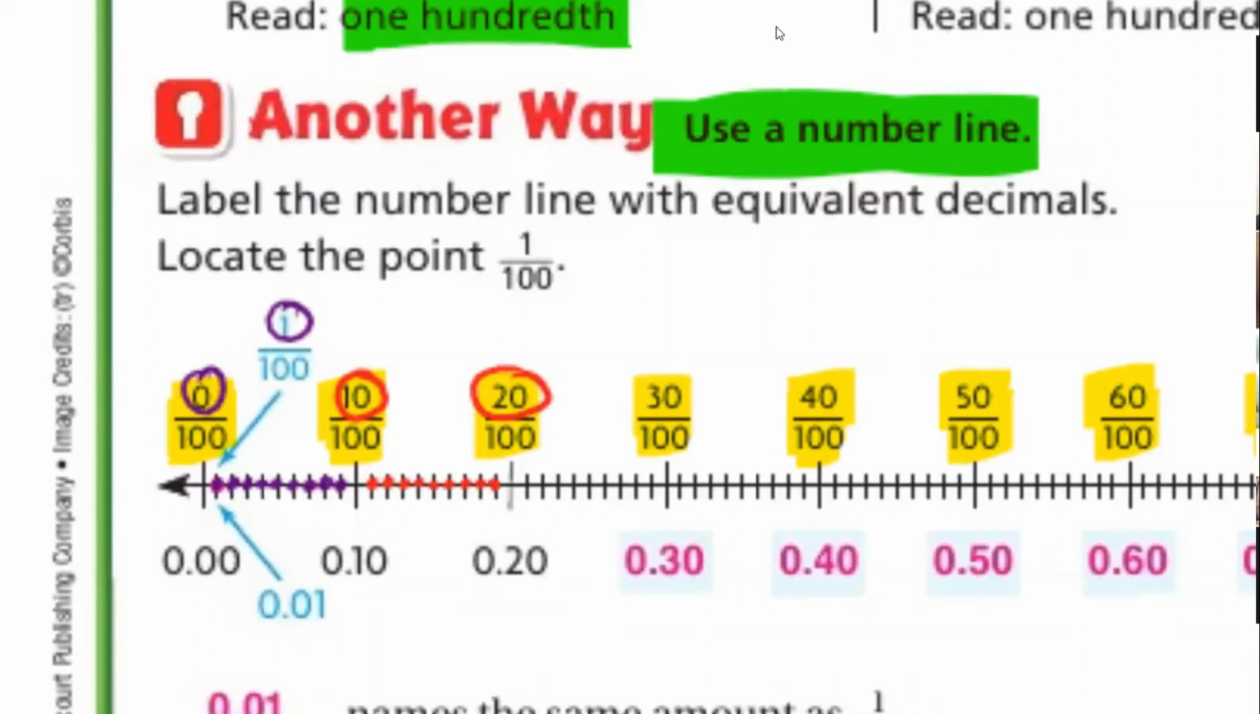If I locate any point and ask someone to find the fraction of it, so let's see, what about this point? Who can tell me the location of this point on the number line? Raise your hand if you know.